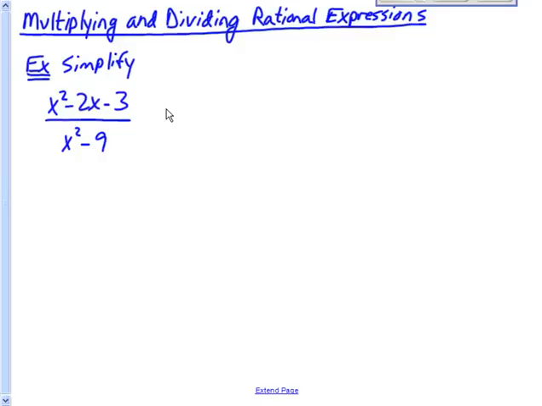Back to your favorite intermediate algebra course. Good to see you guys. We're going to look at multiplying and dividing rational expressions. That's our objective today.